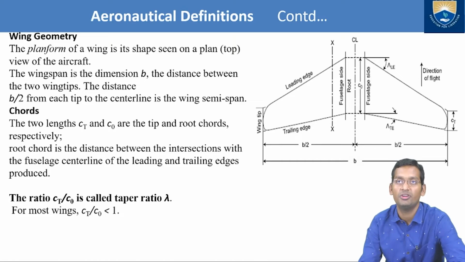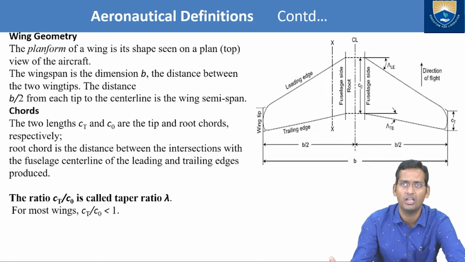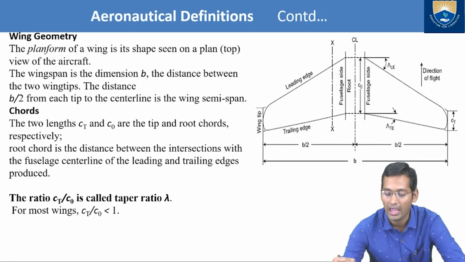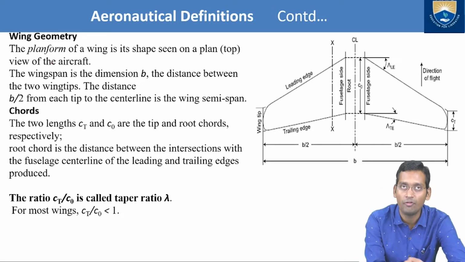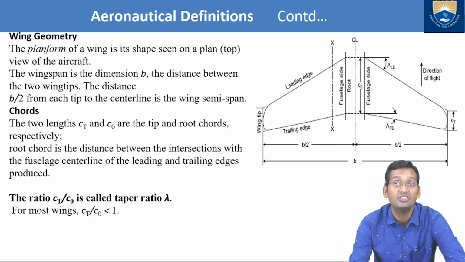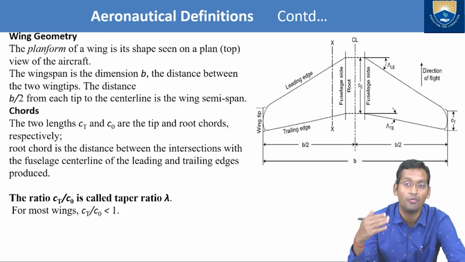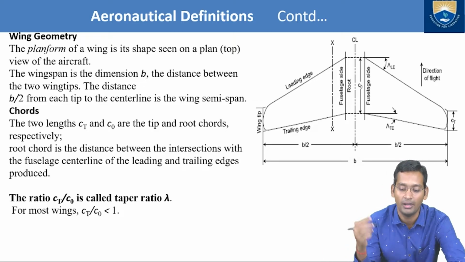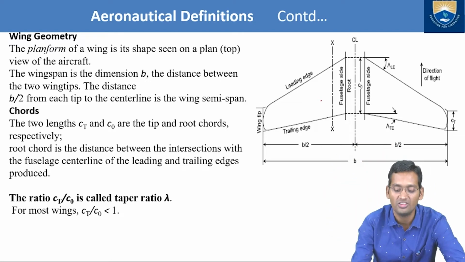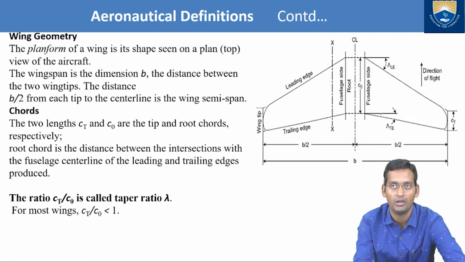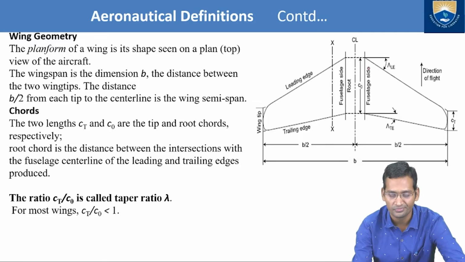Now, wing geometry. Geometry stands for what? I mean, how the wings look like. Now just see, this is actually the top view. You can say this is how wings look like. So now, the planform of a wing is the shape seen on a plane. That's why it's called planform. When we are forming anything or planning, that is the plan. So by seeing from the top how it looks, that is this way. Or you can say this is the top view of the wing.